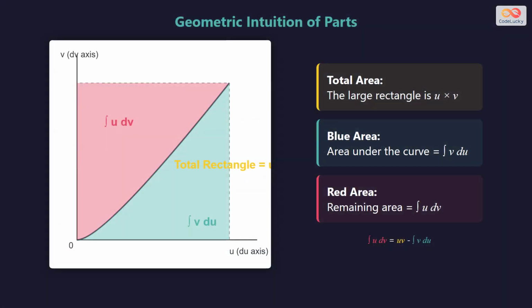Geometrically, we can visualize this as areas relating to a curve. If we graph v against u, the total area of the bounding rectangle is u times v. Integration by parts tells us that the area under the curve, the integral of v du, plus the area to the left of the curve, the integral of u dv, sum up to that total rectangle. This visual helps us see that we are just splitting up an area.